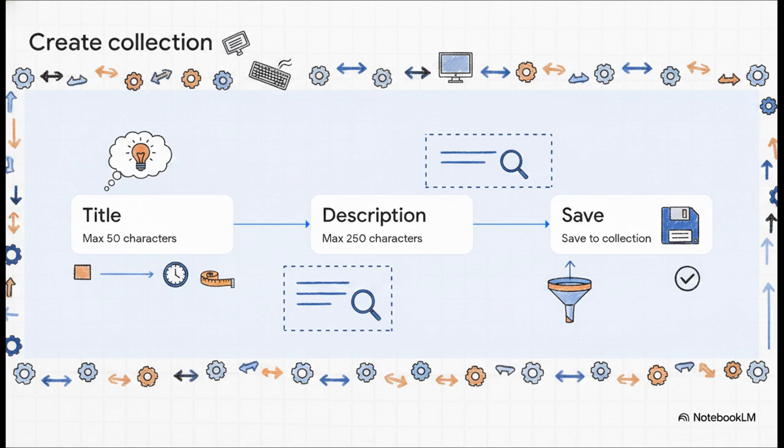Now, the crucial thing to understand is that these strict character limits aren't an accident. They are literally a forced exercise in concise, efficient organization. You can't just write a whole novel explaining why you saved a specific coding tutorial. You have to be precise. You have to distill the exact core value of that resource into just a few words so that future you can instantly recognize why on earth it's in your collection in the first place. It is workflow optimization built directly into the text fields.